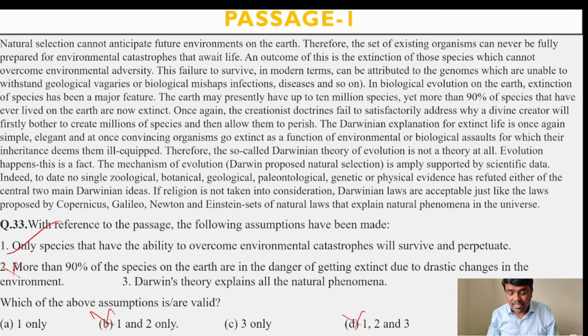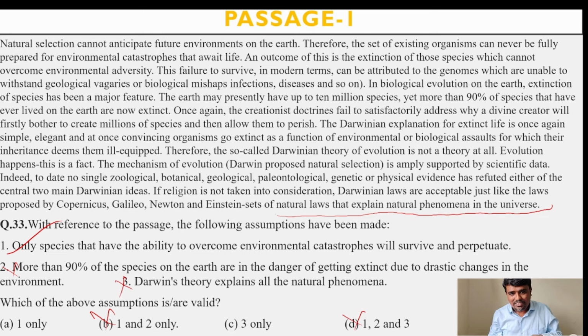Darwin's theory explains all the natural phenomena. See, once again, this is also tricky. Most of the students get confused with this wording. Natural laws that explain natural phenomena in the universe. Okay, it explains natural laws that explain natural phenomena in the universe. That doesn't mean all the natural phenomena. The Darwinian theorem explains just like how the natural laws that explain natural phenomena, it is comparing.